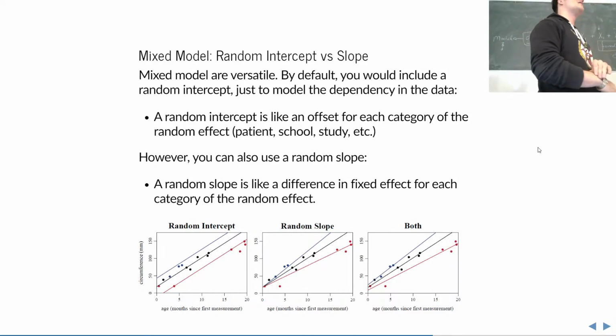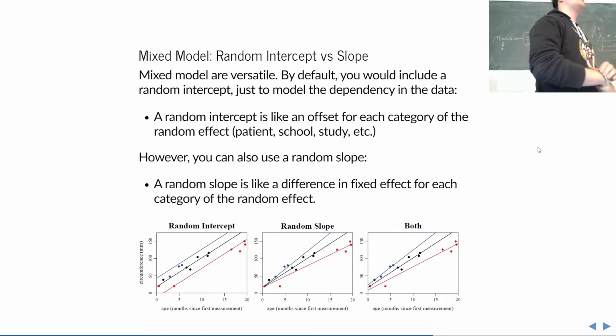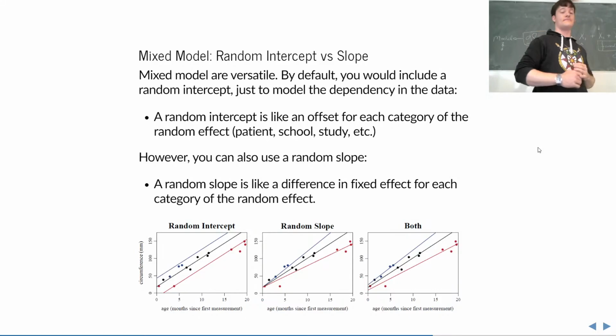And the cool thing is that it doesn't matter which of these three you go for, all of them take care of the dependence in your data. So all of them will turn a comparison that you cannot do with a normal linear model into a valid one with a mixed effects model.